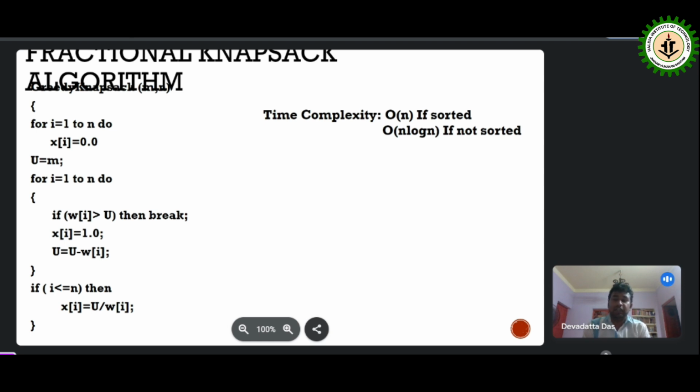Then we check if wi is greater than u by using an if-then statement. If it is possible, then xi equals 1 and u equals u minus wi. The final check is if i is less than or equal to n. If it is possible, then xi equals u by wi.